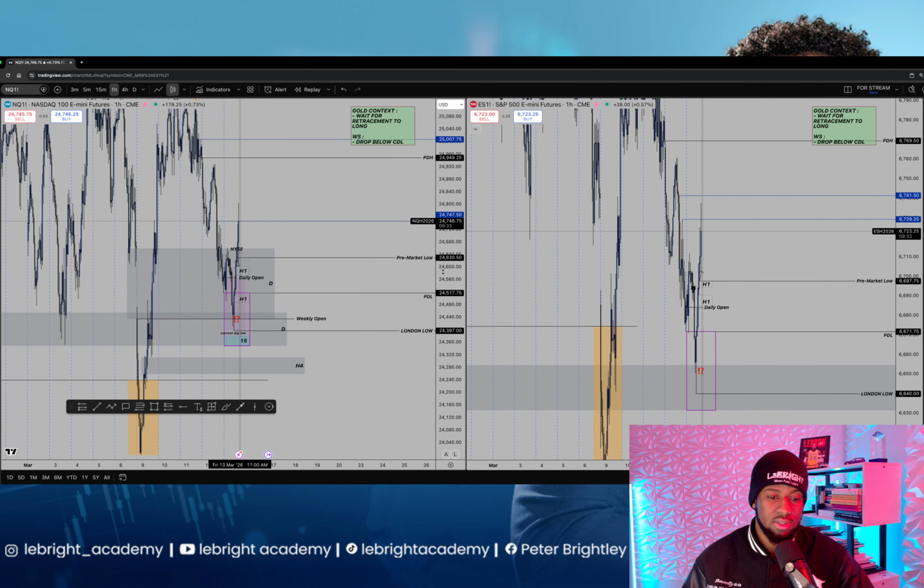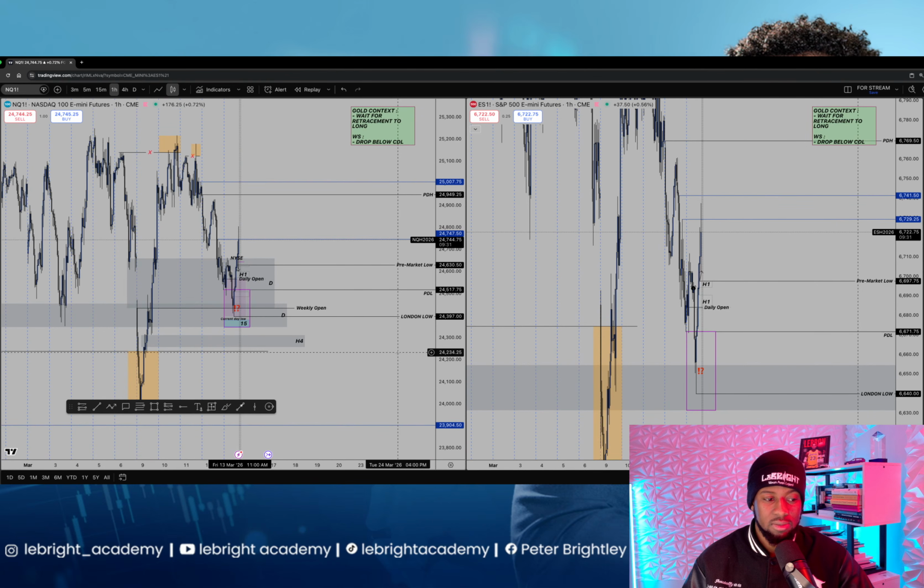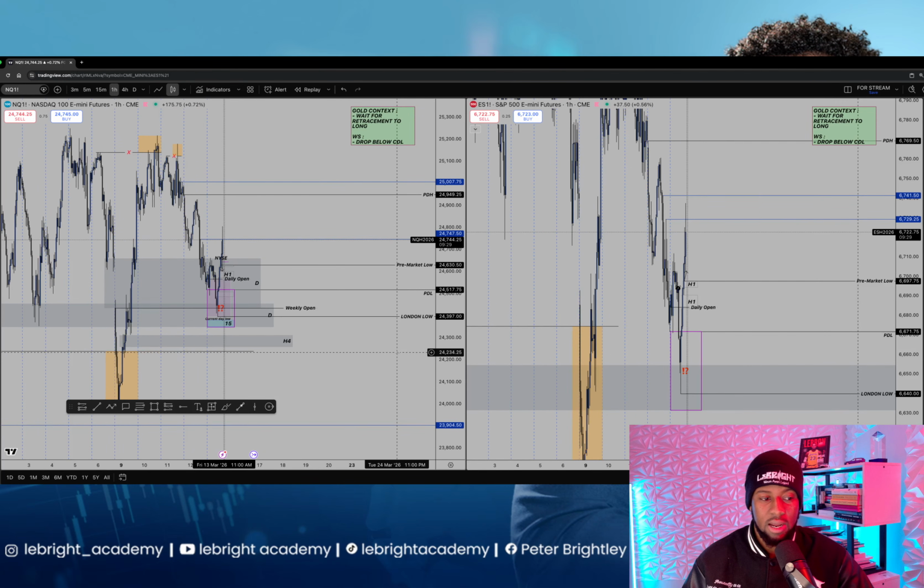I studied price last night, and there is nothing price has done that we did not expect. It's just the way the market did it. It's kind of strange, but it is what it is. Okay, so we came back to the weekly open right there, and then launched to the upside. We are above the daily open. It's a nice manipulation.